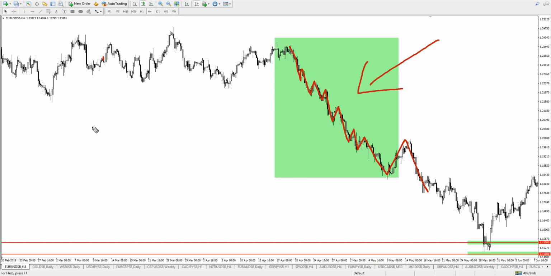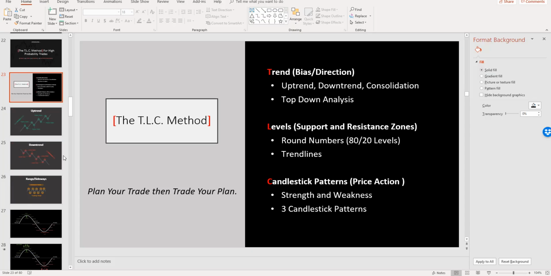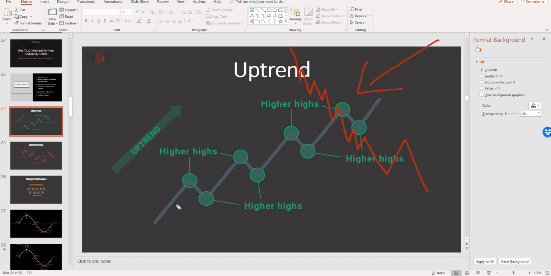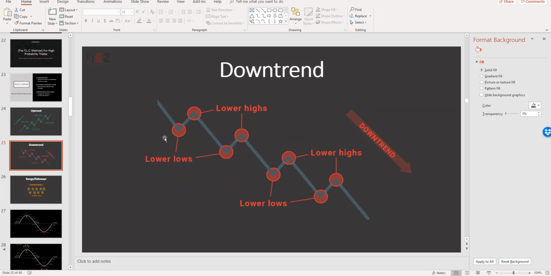There's only three ways that the markets will ever move. Either in an uptrend, where it's creating higher highs, higher lows, higher highs, higher lows, right? Or we're in a downtrend where we're creating lower lows, lower highs, lower lows, lower highs, lower lows. Kind of play along with me here. What would you expect next? A lower high, right? What would you expect next? Lower low, right? So the market moves in a predictable fashion.